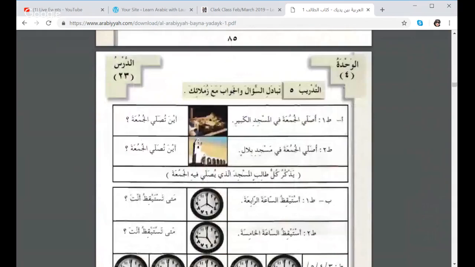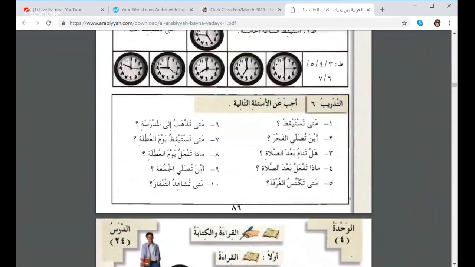Okay, now I'm going to ask you a question, just a random question, and you're going to answer any way you want. We would like to answer in English. Mata tastaykidu? Where are we at? Oh, I see. No, she's answering off the sheet. I'm just asking the question. You can just say the answer. Astaykidu al-thamina. Very good. 8 o'clock.